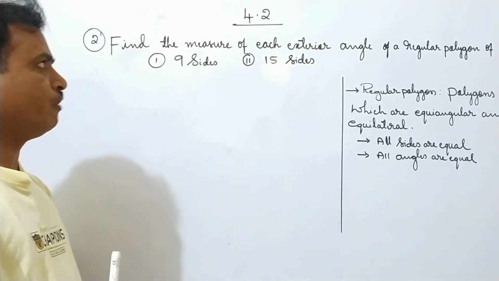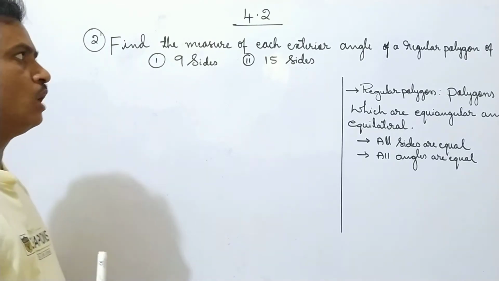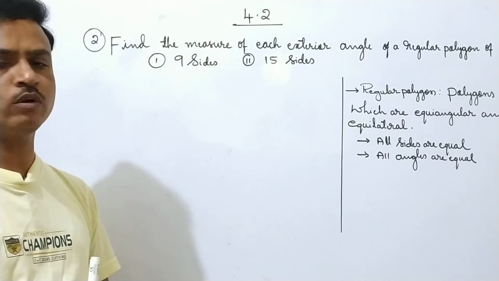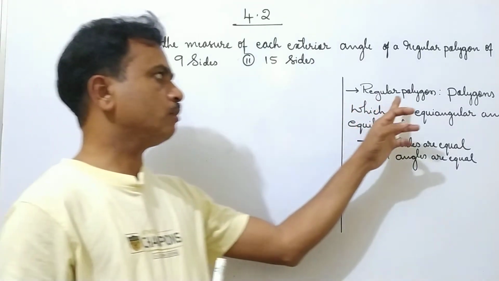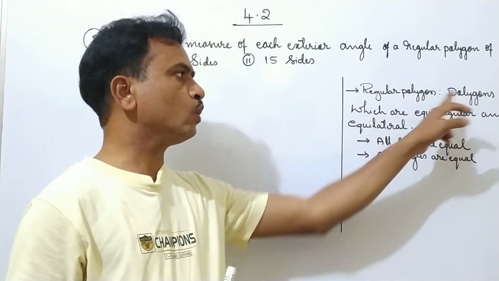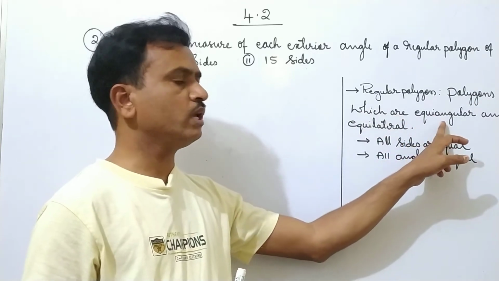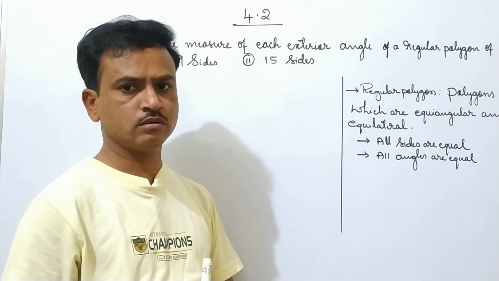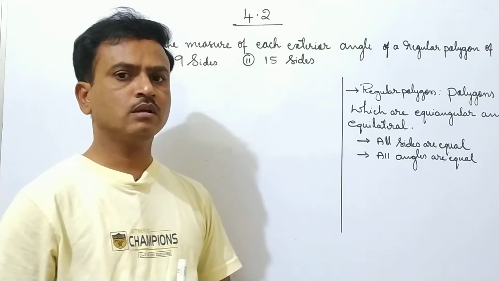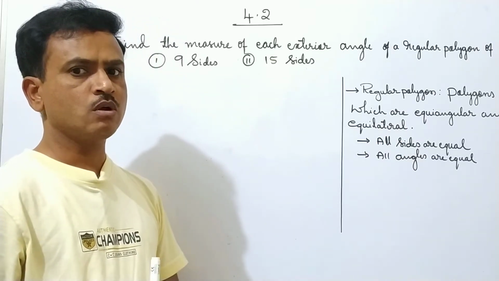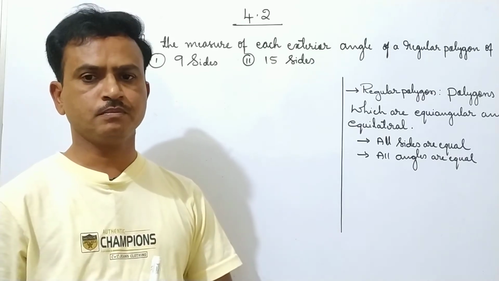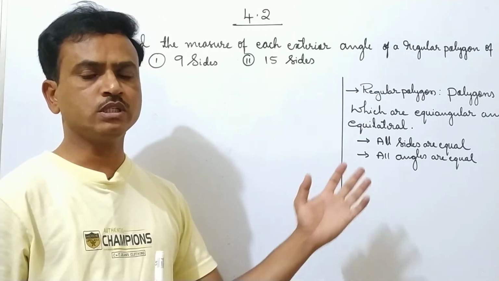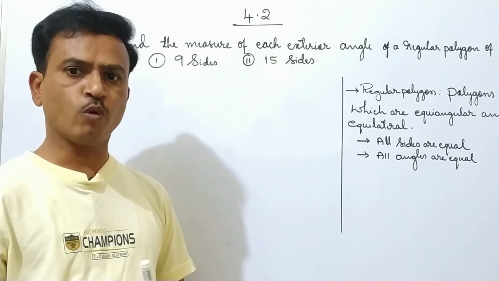So before going to find each exterior angle of a regular polygon, we must know what a regular polygon is. A regular polygon is nothing but a polygon which is equiangular and equilateral. That means in a polygon all the sides are equal, and all angles are also equal. So it is said to be a regular polygon.